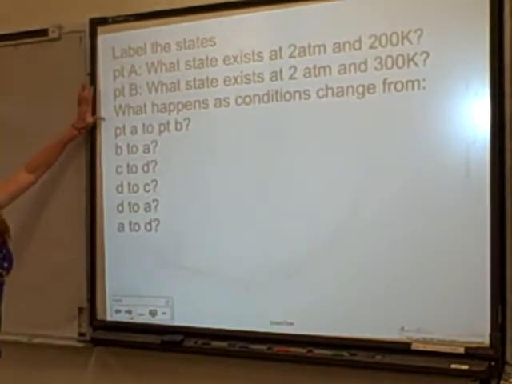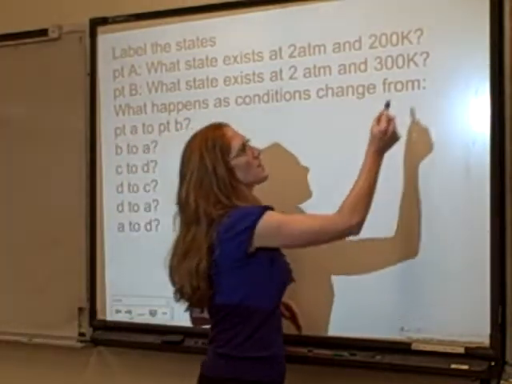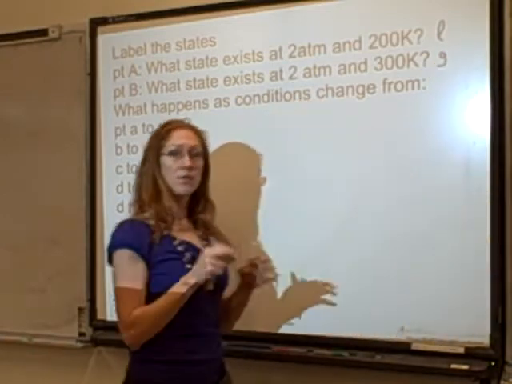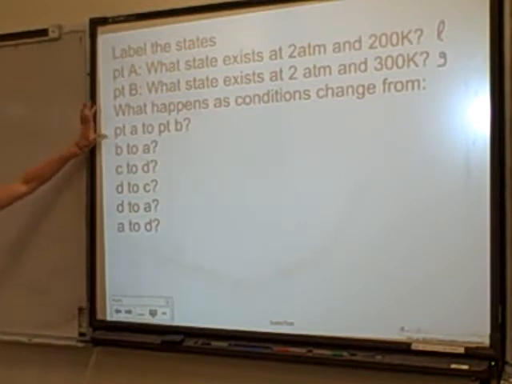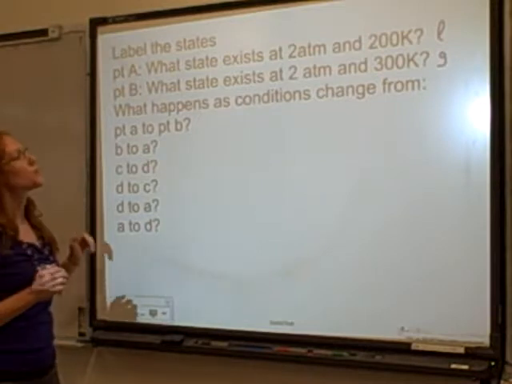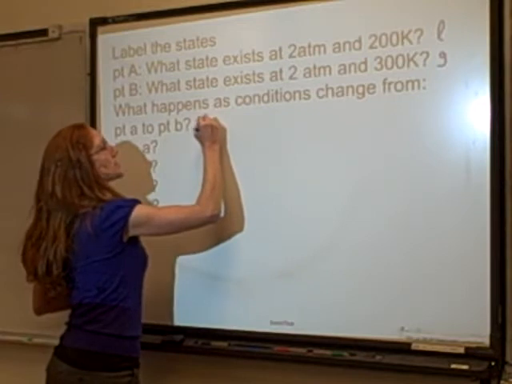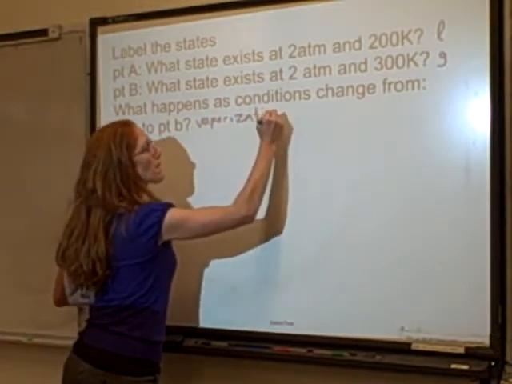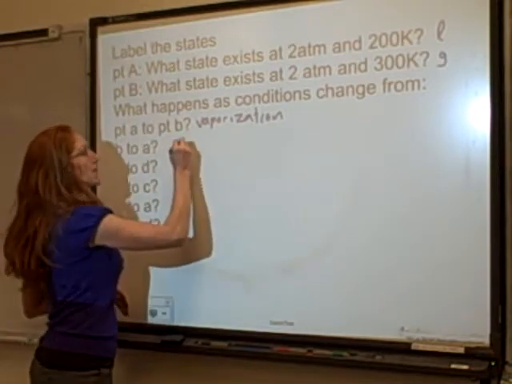Next one. What state exists at each of these? Well, I saw that this was in the liquid range and this was in the gas range, right? I heated up the liquid until I turned it to a vapor, to a gas. What happens as conditions change from point A to point B? If I go from a liquid to a gas, that's vaporization. And if I go from point B to point A, I'm going from a gas to a liquid, so that's condensation.